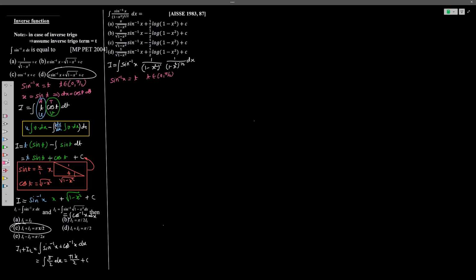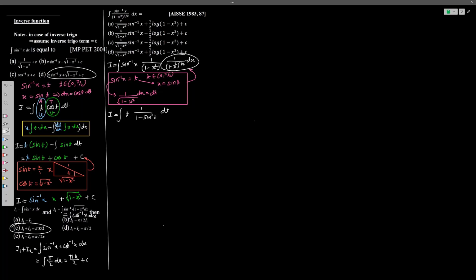Our first step is sine inverse x equal to t, where t belongs to 0 to pi by 2. If we differentiate this function, we'll get 1 upon under root of 1 minus x square dot dx as dt, and x will be sine t. So, substitute all these values in your integration. So your I will become integration of t, 1 upon 1 minus sine square t, and this whole term will become dt.